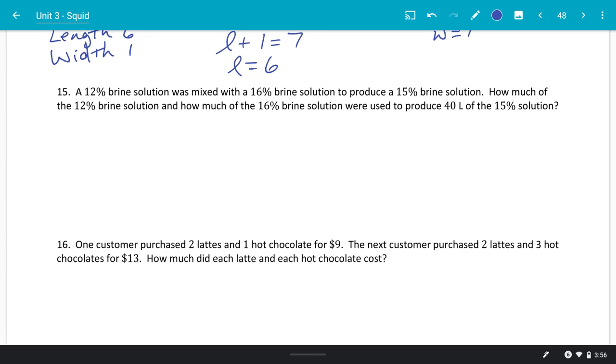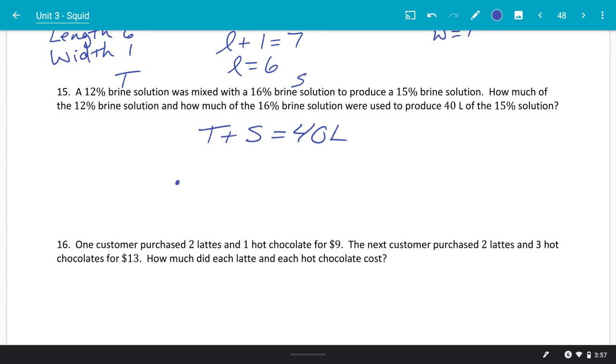Okay. There's a 12% brine solution mixed with a 16% brine solution to produce a 15% brine solution. How much 12% brine solution and how much 16% will be used to produce 40 liters? Well, I'm going to call this T for 12 and 16 and call it S. Okay, and I know I've got T plus S equals 40 liters. I don't know how much of each, but I know those.